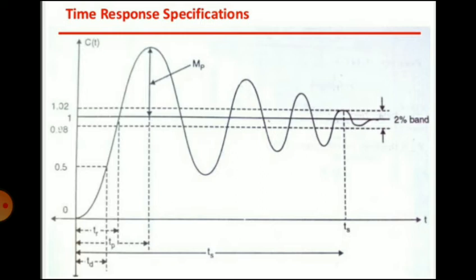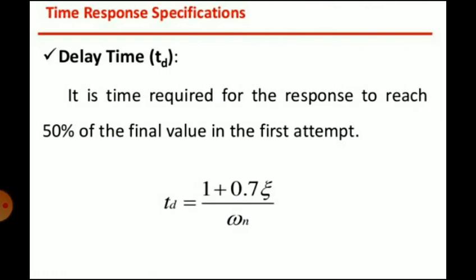Then TR, it is the rise time. Then peak time TP, then peak overshoot, that is MP, and settling time, that is TS. So the different formulae that are used: first, the delay time TD. It is the time required for the response to reach 50% of the final value in the first attempt. So TD equals (1 plus 0.7 zeta) upon omega n.